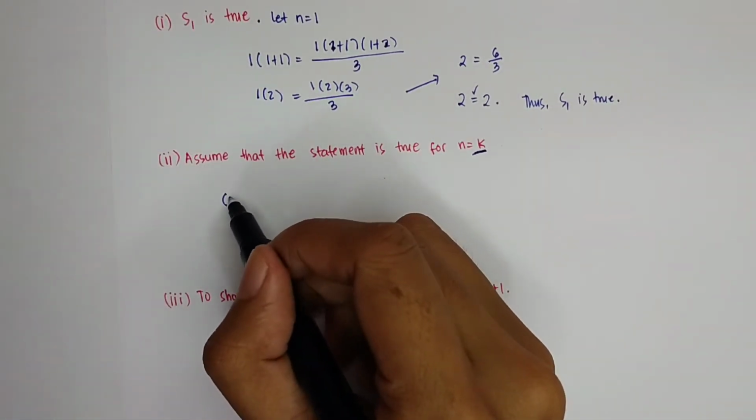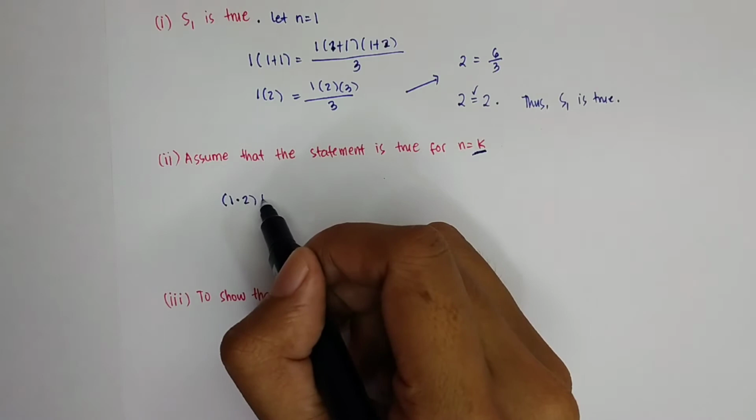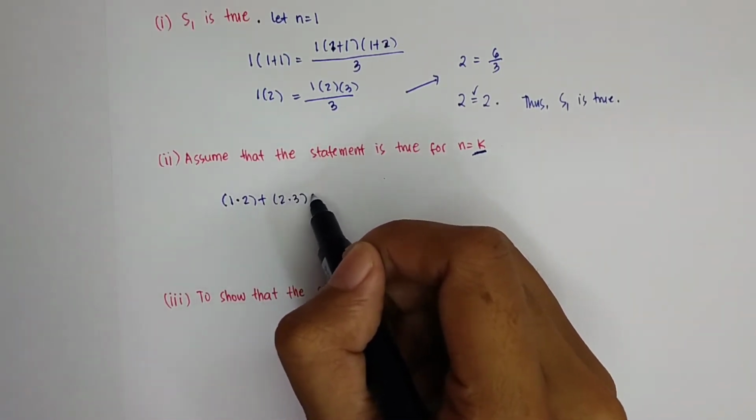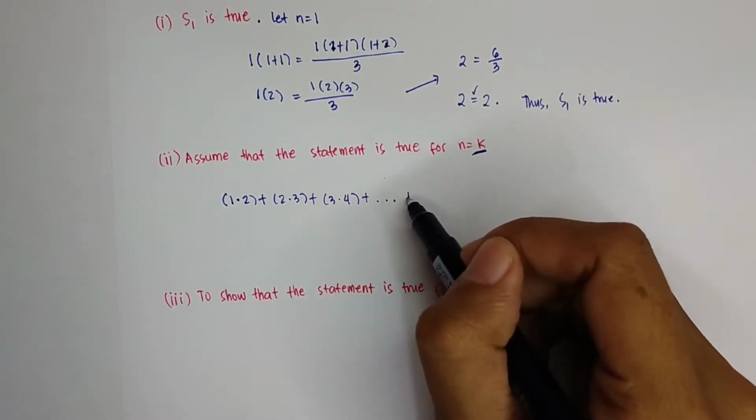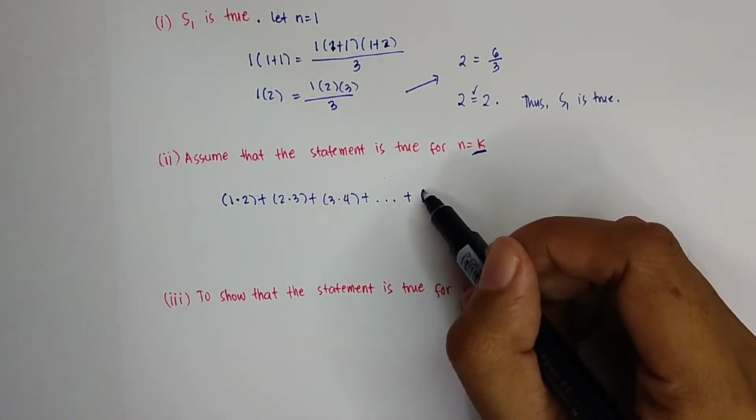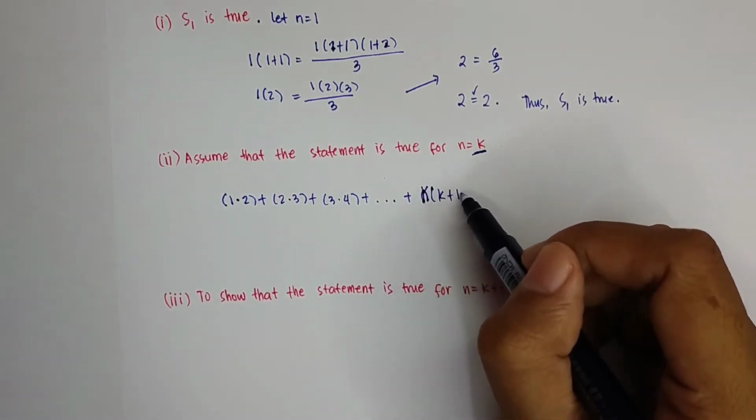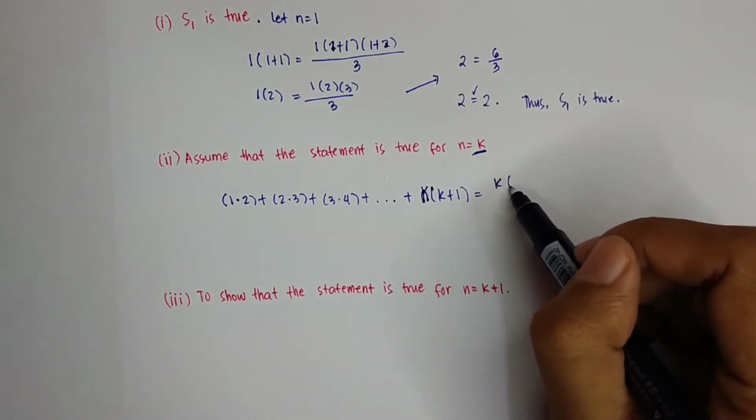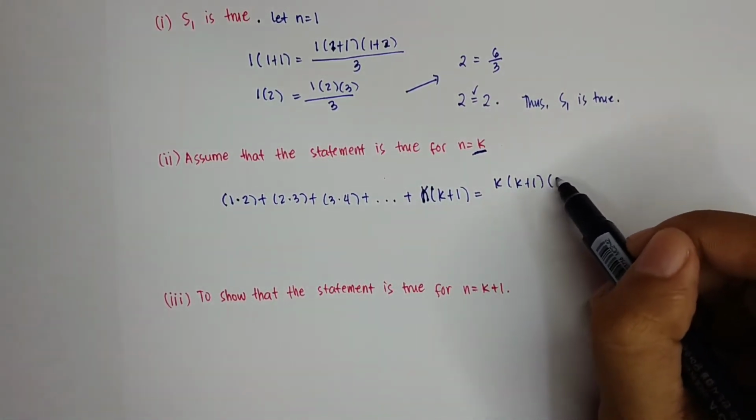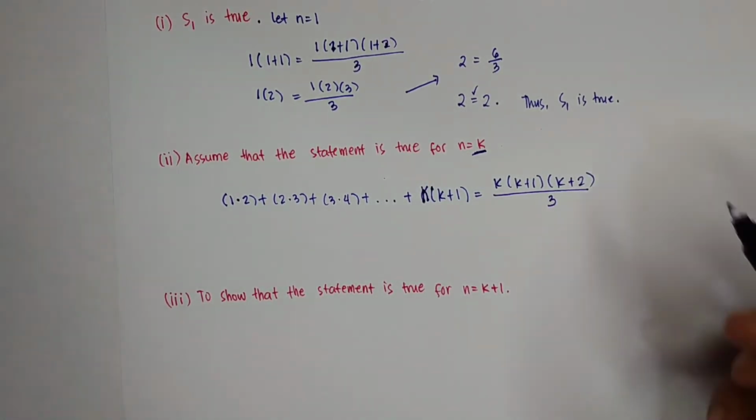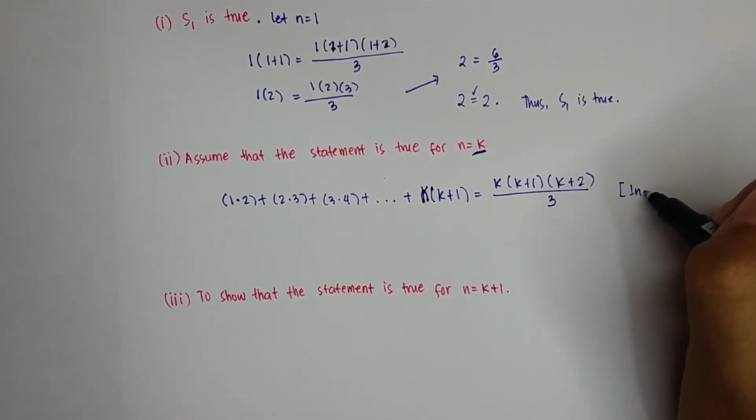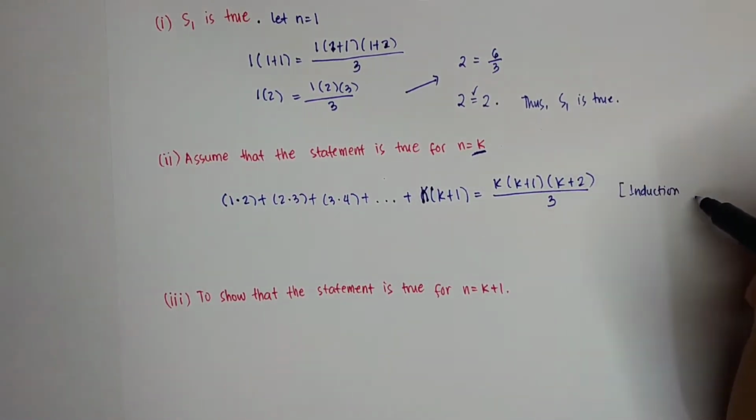So, copy natin yung whole expression or whole statement, that is 1 times 2 plus 2 times 3 plus 3 times 4 plus dot dot dot plus, that will be n. So yung n natin, palitan natin ng k times k plus 1 is equal to k times k plus 1 times k plus 2 all over 3. This will be your induction hypothesis. So that is your induction hypothesis.